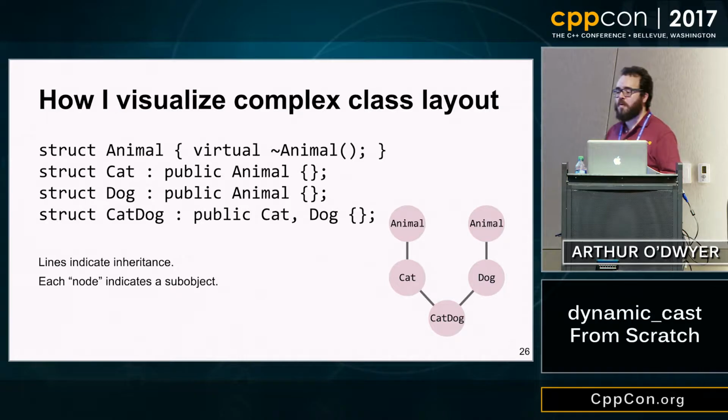And when figuring out what it is that dynamic cast was supposed to do in this instance, I found that I needed a way to take an auto-generated class hierarchy and put it on a whiteboard so that I could sort of trace through it myself and figure out what I expected to happen. And so this is the system I came up with for whiteboarding complex class hierarchies.